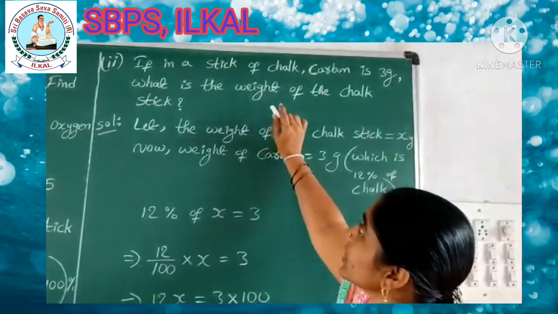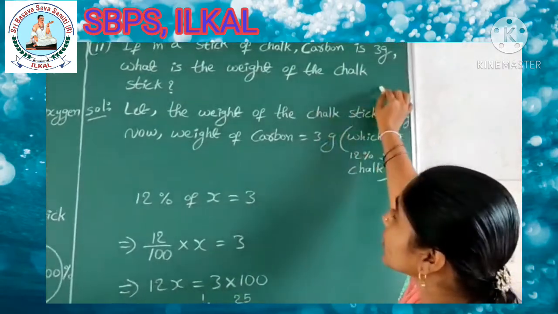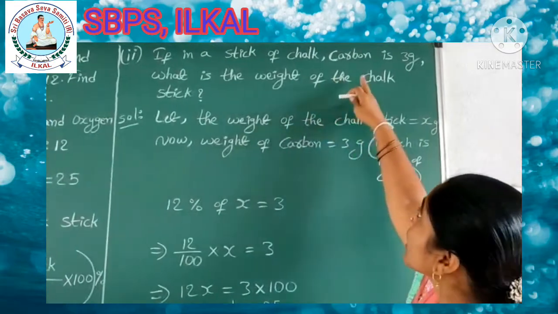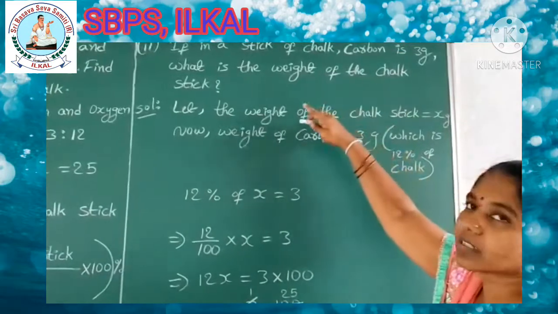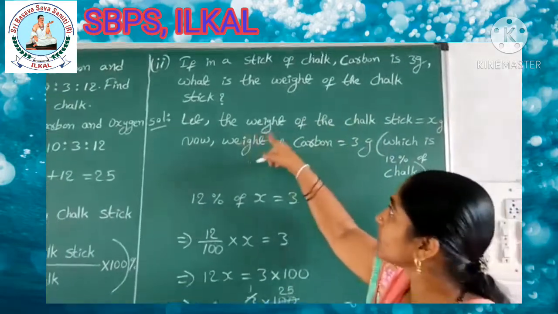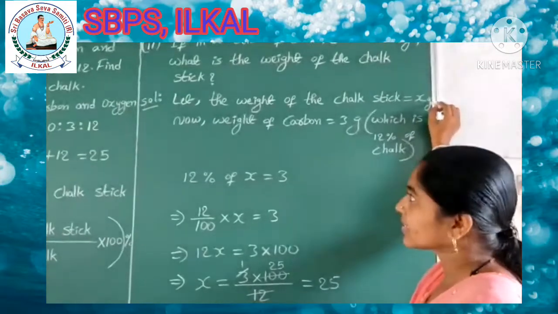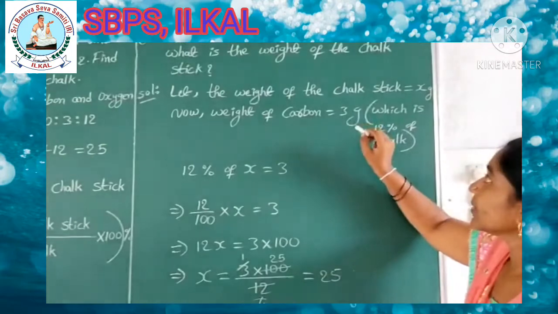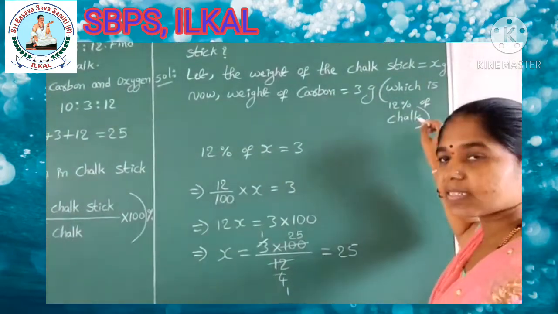Next one. If in a stick of chalk carbon is 3 gram, what is the weight of the chalk stick? Here they asked, if in a stick of chalk carbon is 3 gram, what will be the weight of the chalk stick? Let the weight of the chalk stick be x gram. We don't know, so let us consider it as x. Now weight of carbon is equal to 3 gram, which is 12% of chalk, as you just saw.